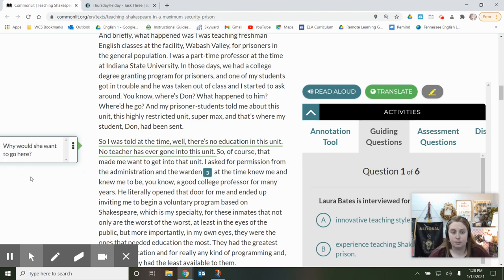It's very scary to teach prisoners, right? Especially not just normal prisoners. This is a highly restrictive unit with dangerous, aggressive prisoners. So that's a very scary place. And then she says, so of course that made me want to go into that unit. I guess she wanted to be unique.